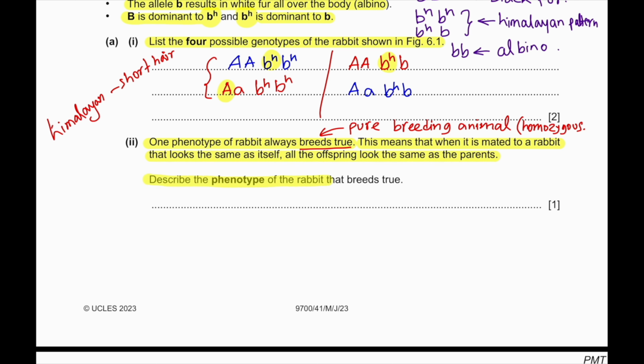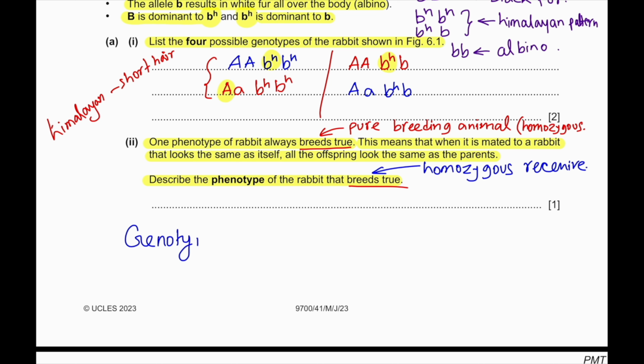Describe the phenotype of the rabbit that breeds true. Only homozygous recessive can be true breed. I will give you an explanation, but let's look into the phenotype first. No, let's look into the genotype of it.